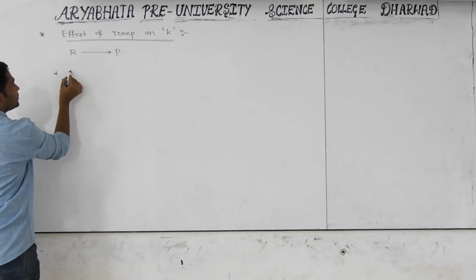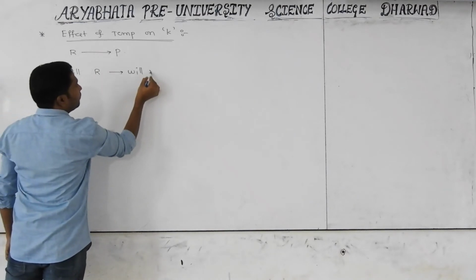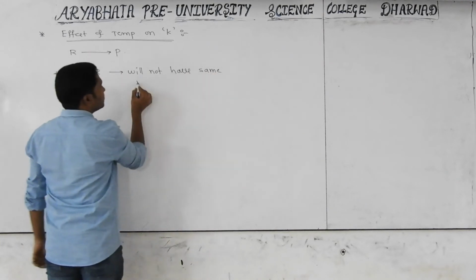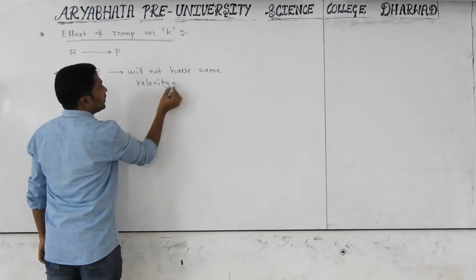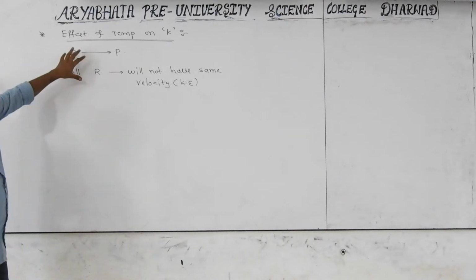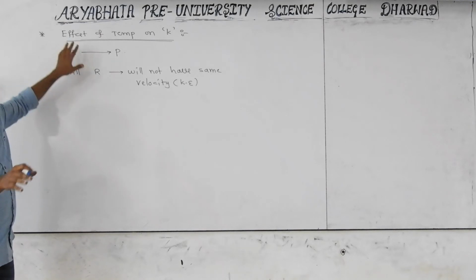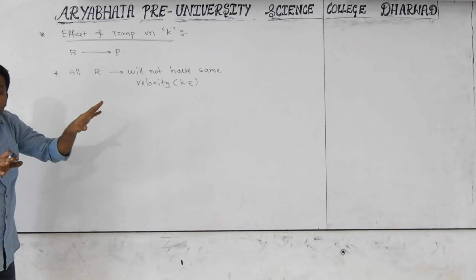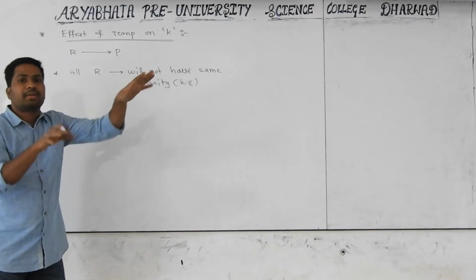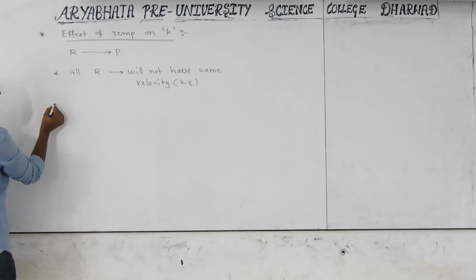Means in the chemical reaction, all reactant particles will not have the same velocity. Same velocity is similar to which one? Kinetic energy, because of this way. Whatever chemical reaction you take, there will be so many reacting particles. All reactants will not have the same velocity as well as the same kinetic energy. Means in the reacting mixture, reacting particles are having different velocities, means different kinetic energies.